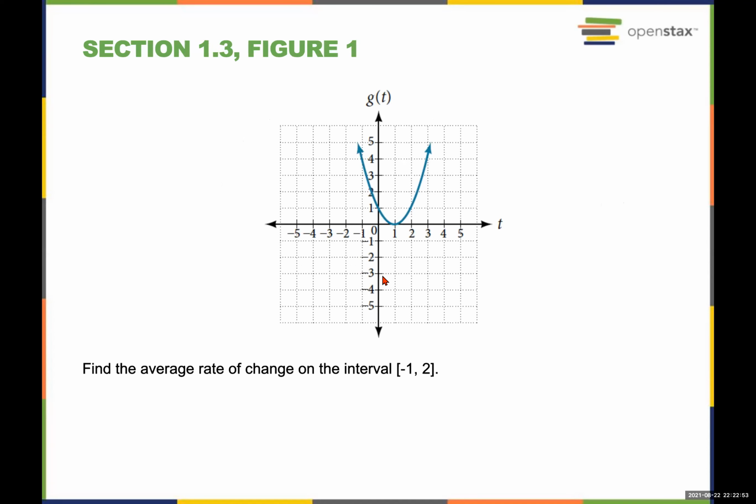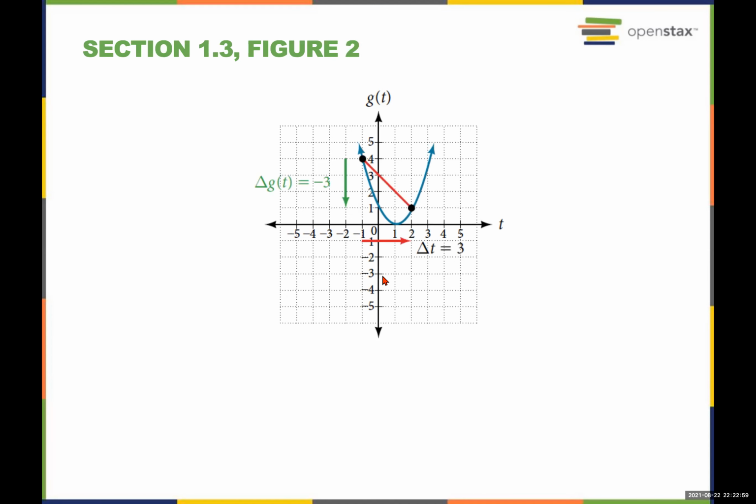So let's find the average rate of change on the interval -1 and 2. So from -1 to 2, you go down -3. And from -1 to 2, you also have a change in t, and the change in t is equal to 3. So when you divide that, -3 divided by 3 is equal to -1.